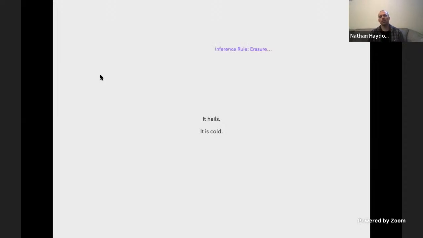And the next thing Peirce does is that this leads, I think, quite naturally into his first inference rule for the graphs. So we have these statements that are on the sheet, it hails, it is cold, and we can selectively erase those statements. So we could erase the it is cold, and a nice way of summing this up is that once we've said them, we can unsay them.